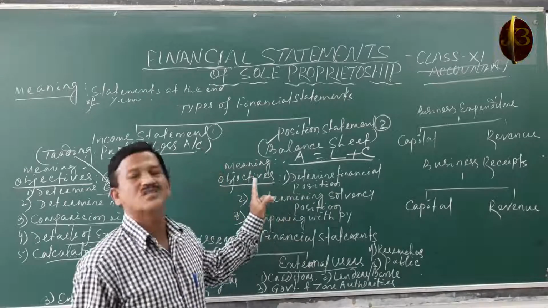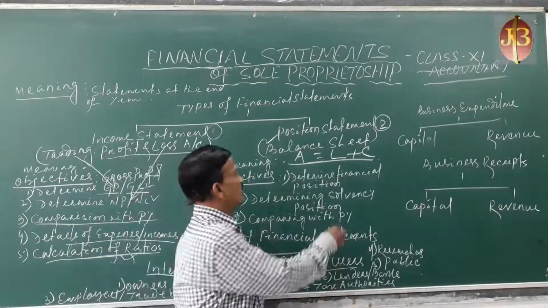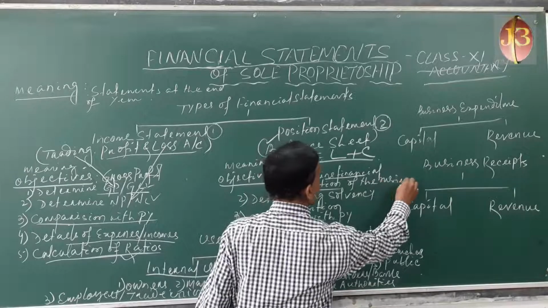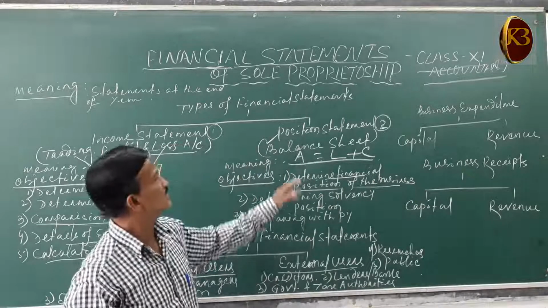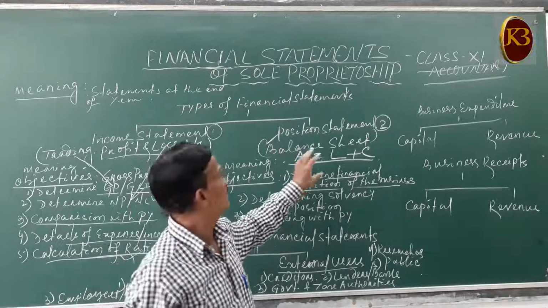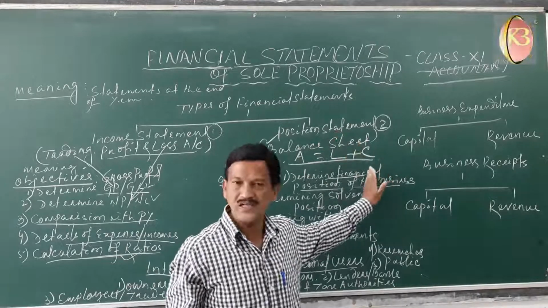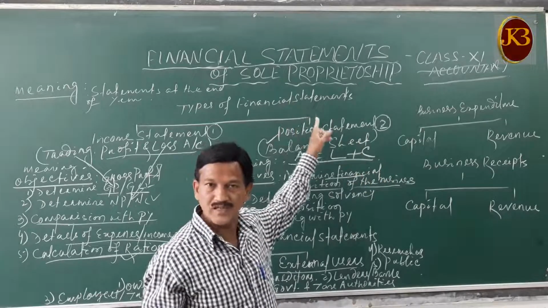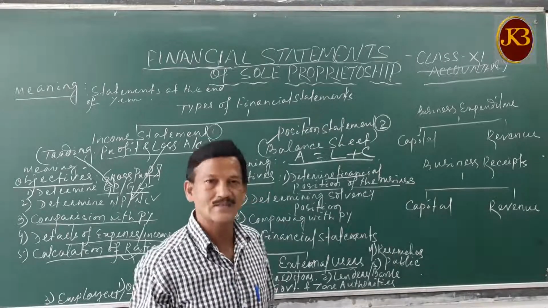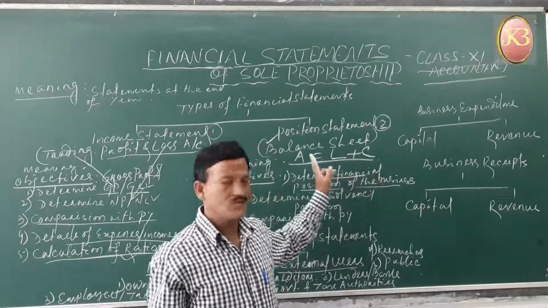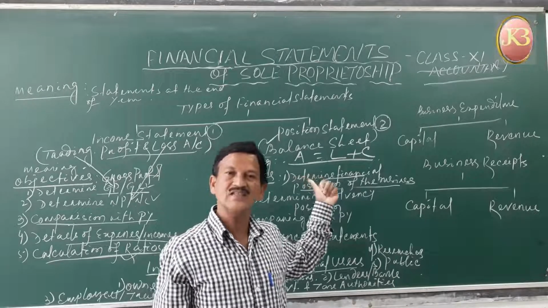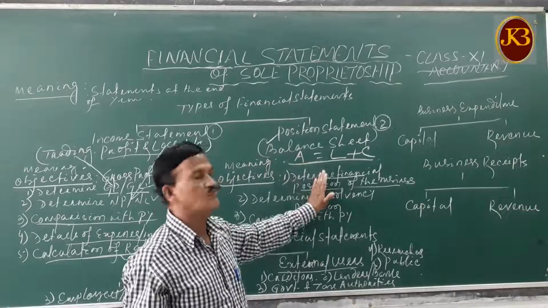The main objectives of the balance sheet: the first is to determine the financial position of the business. The financial position is shown through your total assets, liabilities and capital. What is your total assets, what is your total liabilities and what is your total capital, that is the capital contributed by the proprietor. He wants to know whether his capital has increased or decreased, or whether liabilities have increased. Since it is balanced with the total assets, what are the different assets possessed in the business? It shows the financial position.